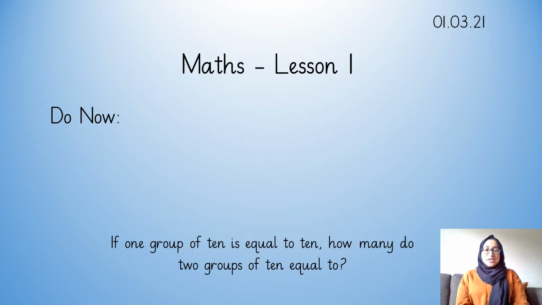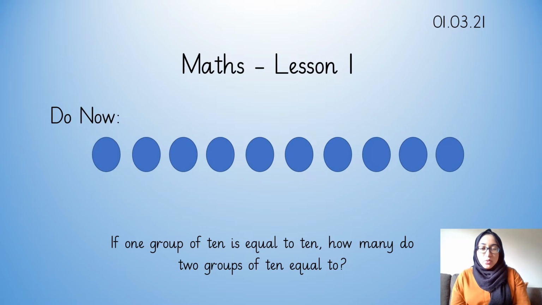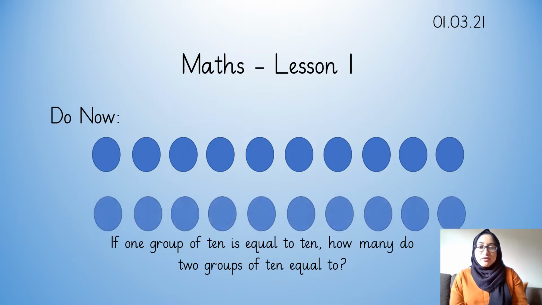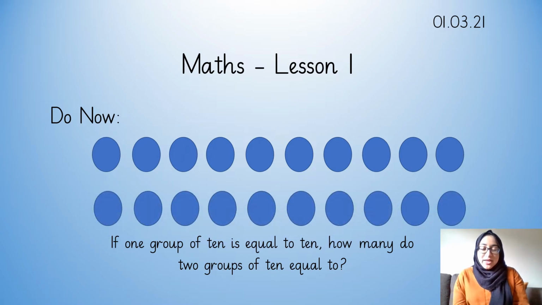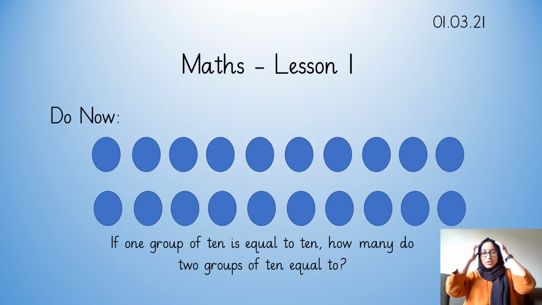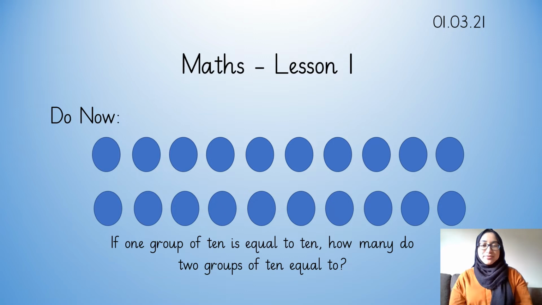So for our do now, we are counting in groups of 10. So I have one group of 10 on our screen. Now I want to see how many two groups of 10 equal. So I've got two groups of 10 now. How many do you think I have all together? Have a think in your head, and then we can work it out together. And shout the answer out to me.